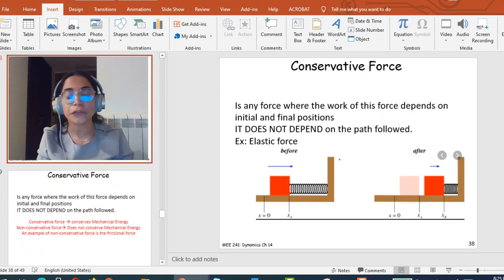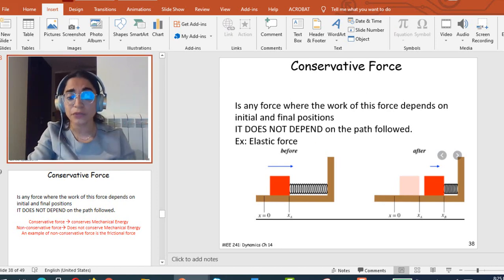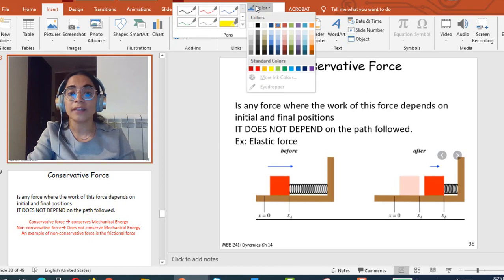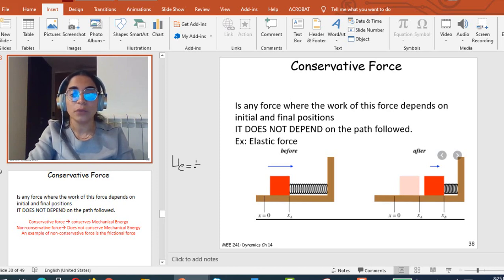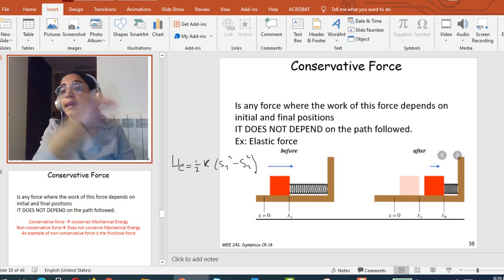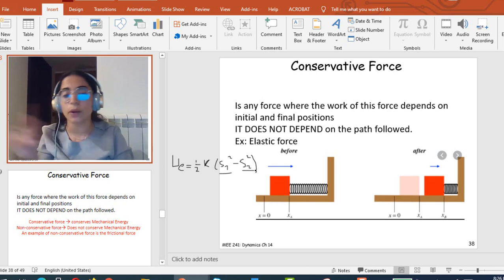Another example of a conservative force is the elastic force. Why? Because as you remember, guys, from the previous video, the elastic force has a work of half K, which is the constant of the spring, times (S1 squared minus S2 squared). Which means, guys, it only depends on S1 and S2. It doesn't depend at all on the path followed between S1 and S2.